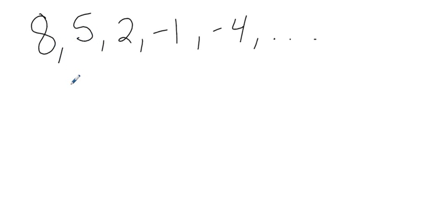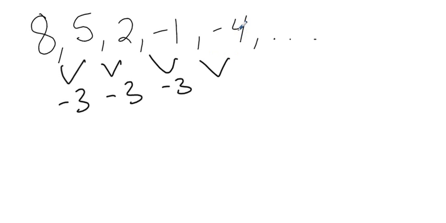Okay, 5 minus 8, well, that would be negative 3. 2 minus 5, that looks like negative 3. Negative 1 minus 2, negative 3. And finally, negative 4 minus negative 1 would be negative 4 plus 1, which is negative 3. Well, it looks like there is a common difference with each successive term in the sequence. Therefore, yes, this is an arithmetic sequence. Now, let's find an explicit function for this arithmetic sequence.